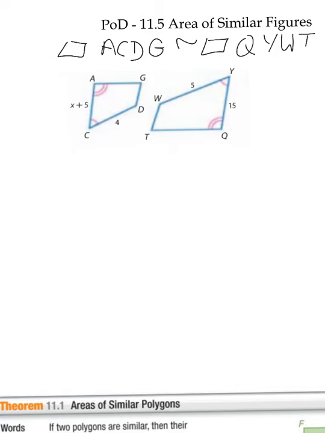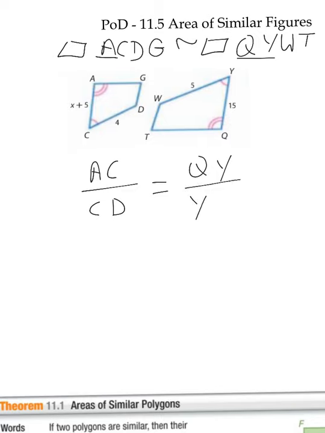So, you can write this proportion: AC over CD, okay? So in other words, x plus 5 over 4, that'll be my second step, is equal to, if I go with AC, the first two letters, I have to go with QY. If I go with CD, the two middle letters, I have to go with YW. So now let's substitute. AC is x plus 5 over CD is 4, is equal to QY, which is 15, over YW, which is 5.